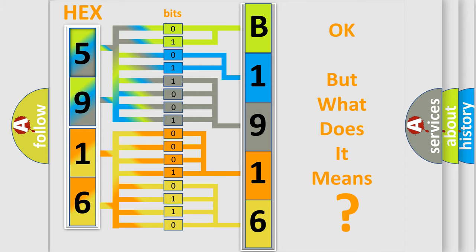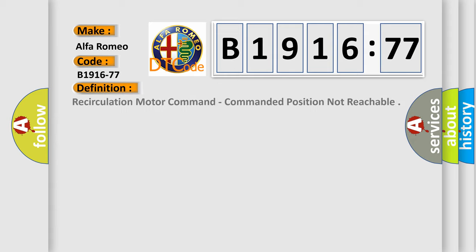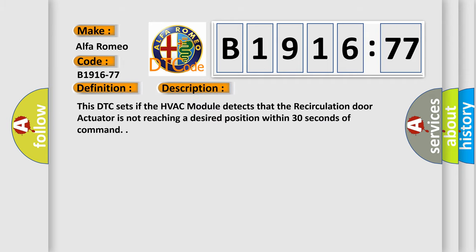The number itself does not make sense to us if we cannot assign information to what it actually expresses. So, what does the Diagnostic Trouble Code B1916-77 interpret specifically for Alfa-Romeo car manufacturers? The basic definition is recirculation motor command, commanded position not reachable.